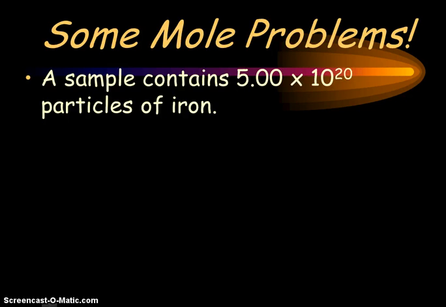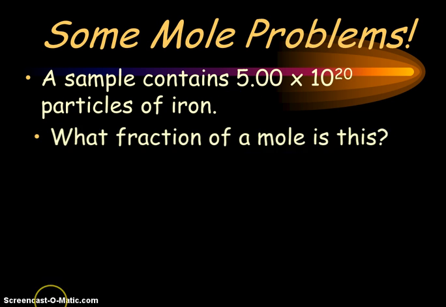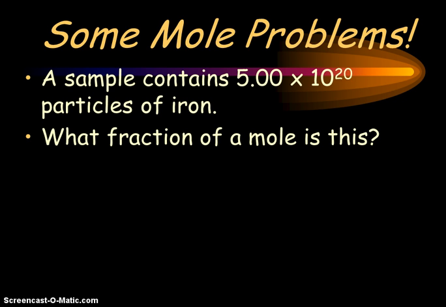Alright, so let's say that we have a sample and it contains 5.00 times 10 to the 20 particles of iron. And since iron is an element, we're talking about atoms. We want to find out what fraction of a mole this is. So we have to know that 1 mole equals 6.02 times 10 to the 23rd to solve this problem.